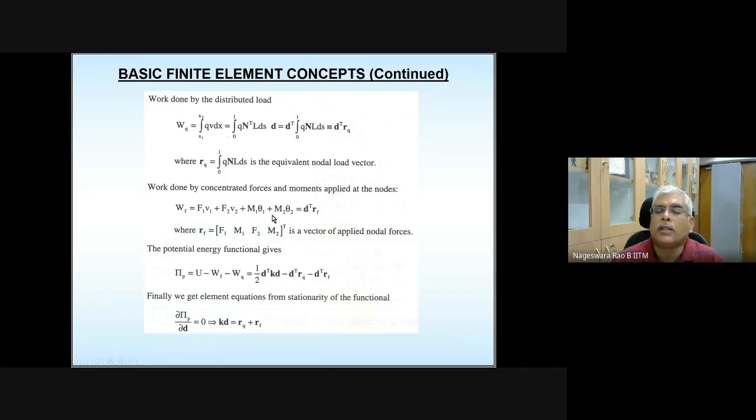So once you have all this information, you plug it into the potential energy functional, you get this one. And now once you get the potential energy functional, you need to apply the stationarity condition. So please take a note of this. If any questions are there, please let me know.